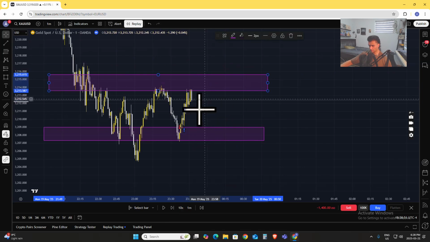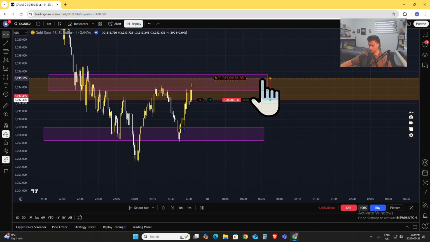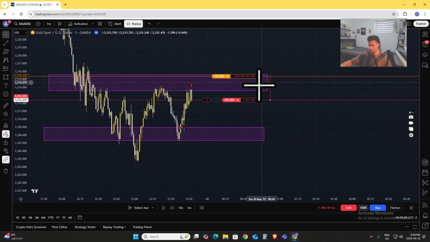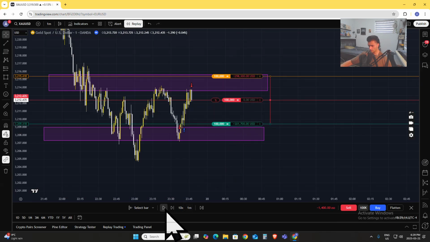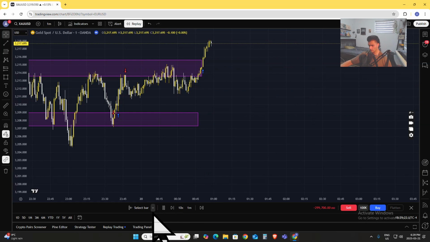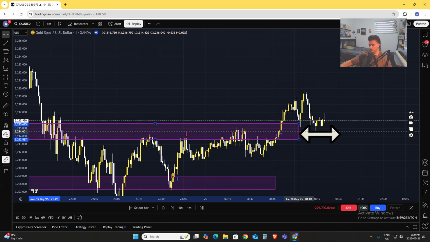So price hit up this zone, I got rejected. The trend should still be valid. Let me just double check. So that's still 2300. Let's go to 2330. Yeah, it should still be good. I'm going to enter a sell here. Alright, that was a loss as well. Right, no worries.